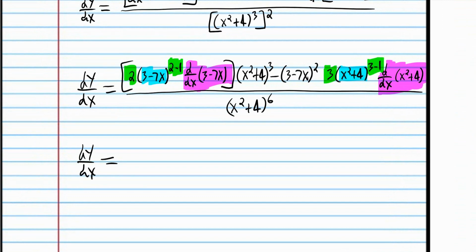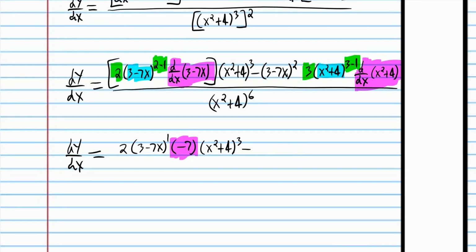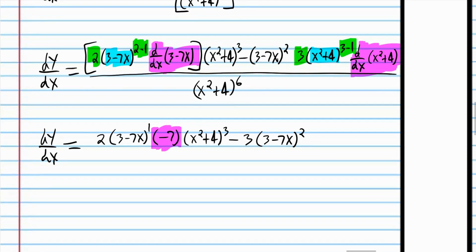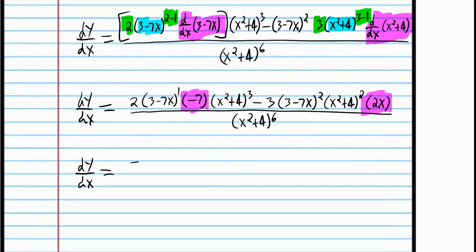We have 2 times (3 minus 7x) to the first power times negative 7. So that derivative became negative 7. And all of that times (x squared plus 4) to the third power. And then we have (x squared plus 4) to the second power. And 2 times negative 7 is negative 14.